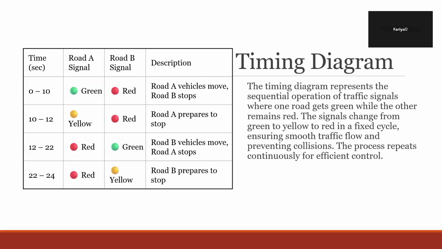From 10 to 12 seconds, road A turns yellow, indicating it is preparing to stop. Then from 12 to 22 seconds, road B becomes green, allowing vehicles to move, while road A remains red. Finally, from 22 to 24 seconds, road B turns yellow, preparing to stop again. This cycle repeats continuously, ensuring smooth traffic flow and reducing the chance of accidents.